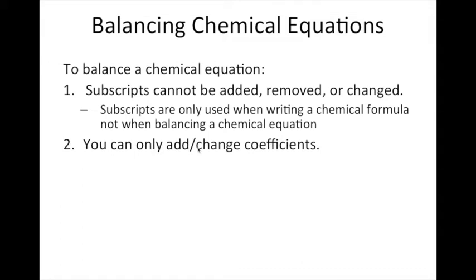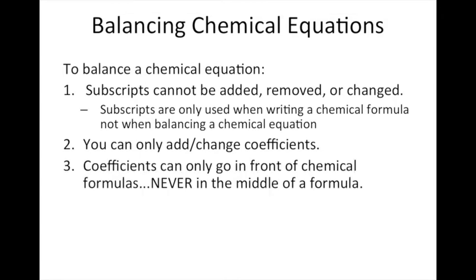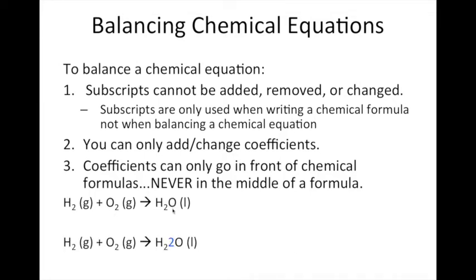Secondly, we can add or change coefficients, which of course are the big numbers in a chemical equation. However, when we add or change coefficients, we can only put them in front of the chemical formula, never in the middle of a chemical formula. So if we look at our reaction again, hydrogen plus oxygen yields water, we need 2 oxygen atoms in order to balance that. We cannot put a coefficient of 2 right in the middle of a chemical formula because again, this is an incorrect chemical formula, so we would not want to do that.